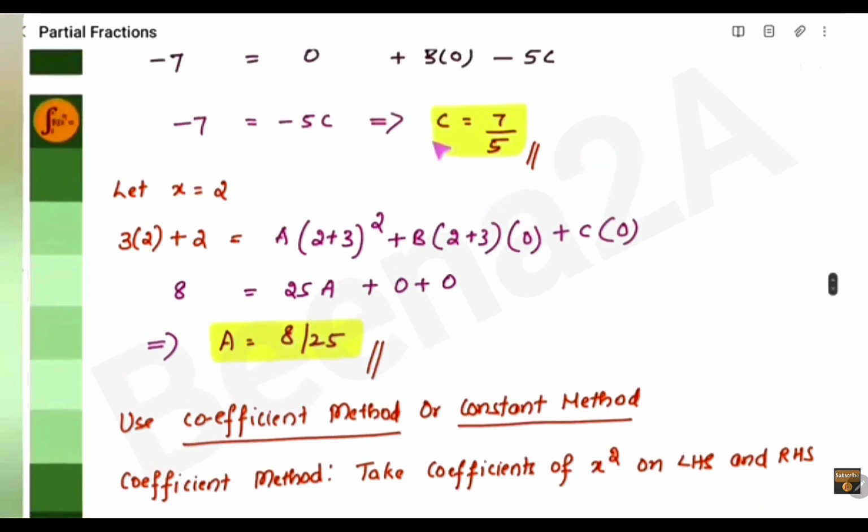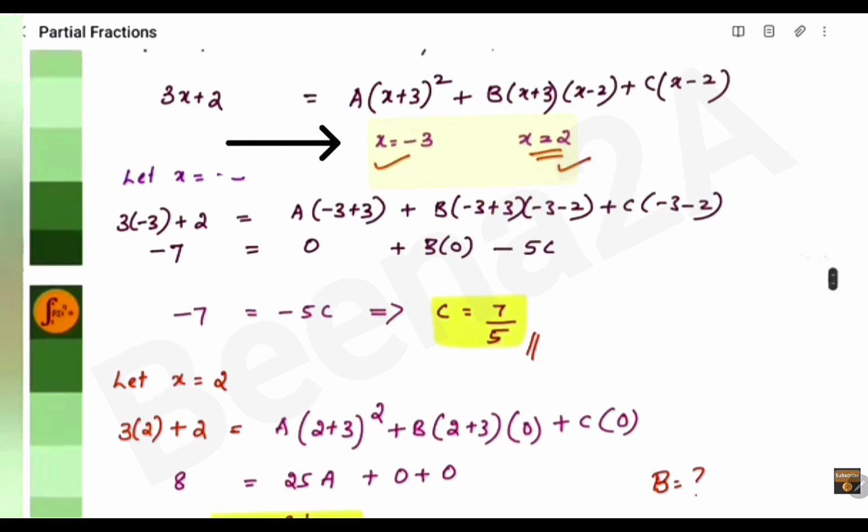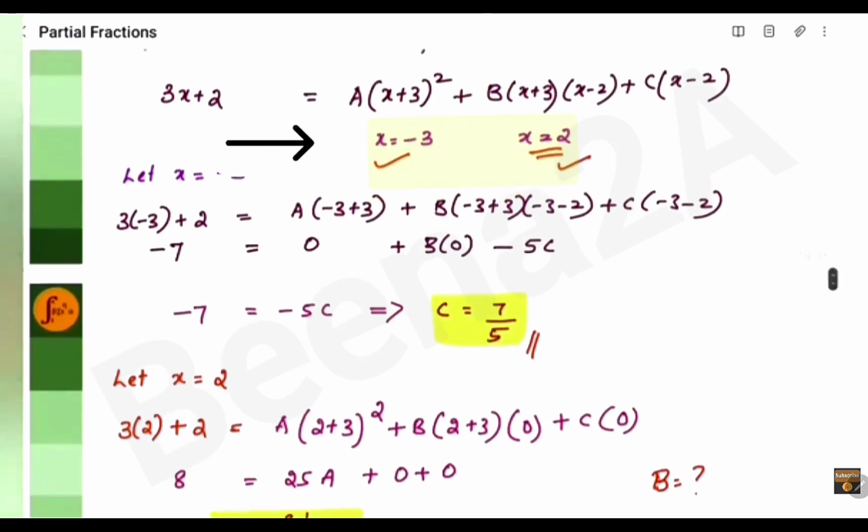Now we got the value of c and we got the value of a. Now we need to find the value of b, right? Now how do we find the value of b? We have already utilized this value, x is equal to minus 3 and x is equal to 2. Now to find the value of b, we need to have another x value. Here we had only two values for x, x is equal to 2 and x is equal to minus 3.